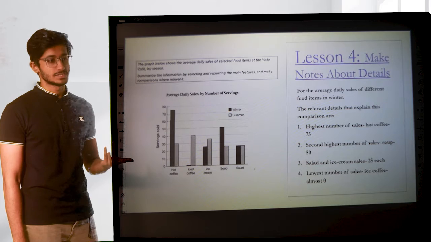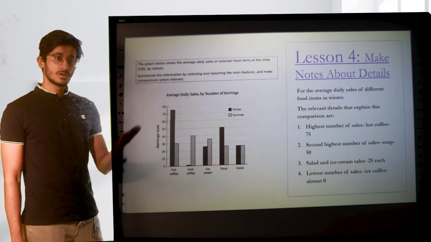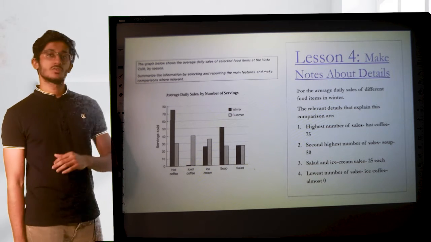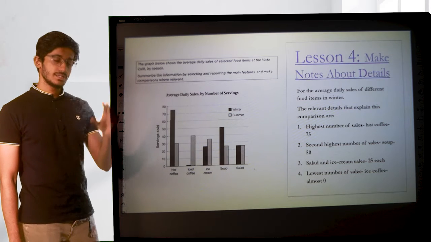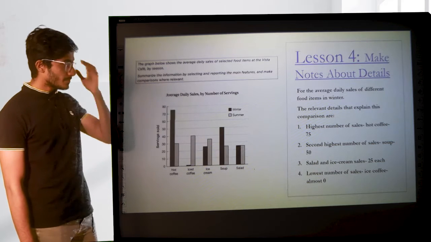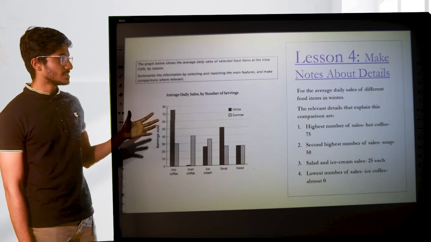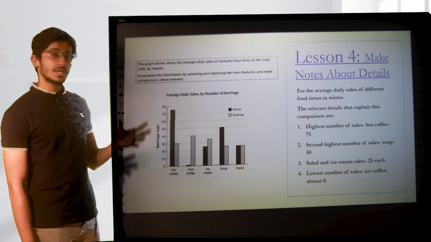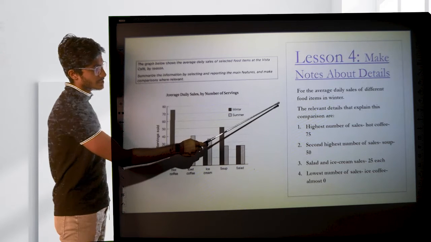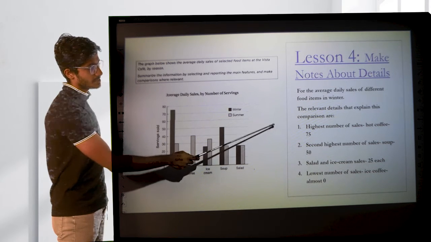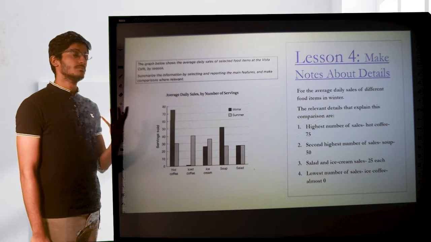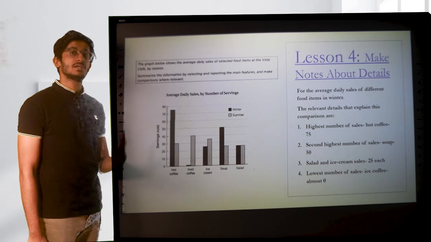You'll be able to make 2 comparisons because there are going to be 2 aspects of the graph. One is for winter, one is for summer. So you have to jot down individual details under each of those comparisons. For example, here we are noting down the details for the sales being made in the winter. So for the average daily sales of different food items in the winter, the relevant details that can explain this comparison are as follows. Here we are noting down the details that can be observed for the sales being made in winter.